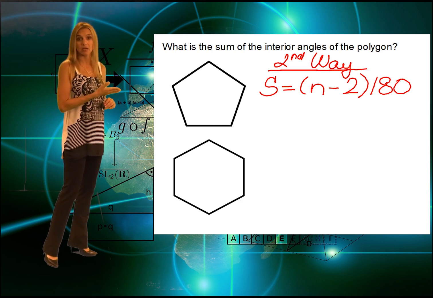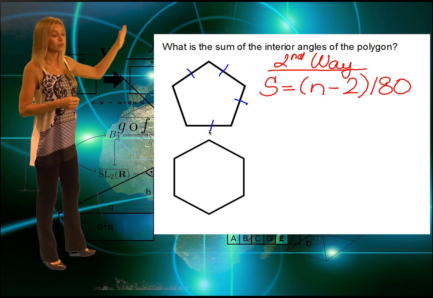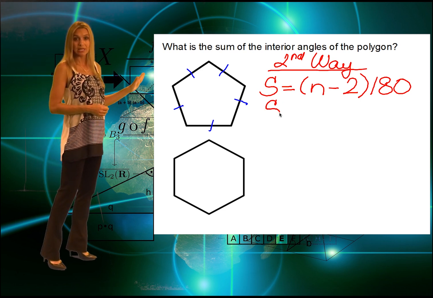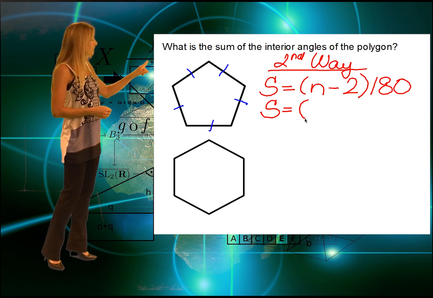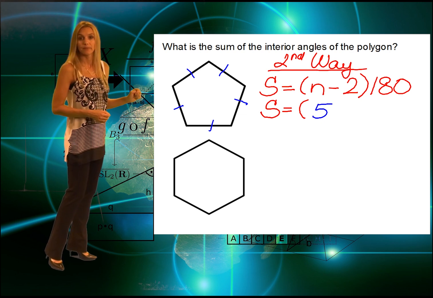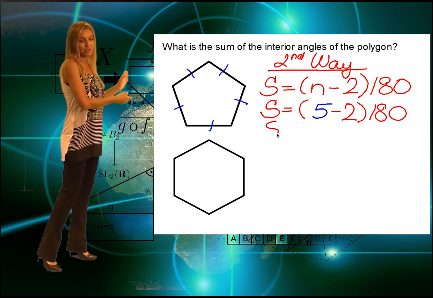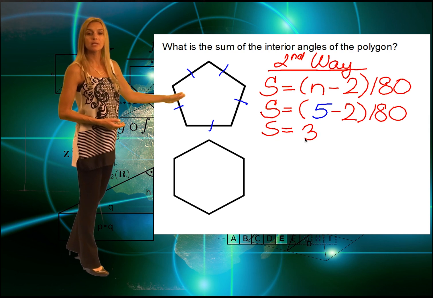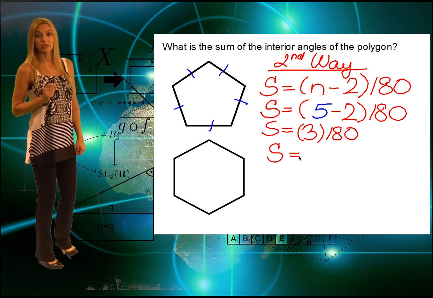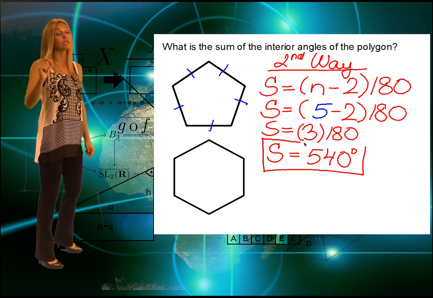We're going to start with the pentagon. So we're going to replace N with the number of sides. And we have 1, 2, 3, 4, 5 sides, right? So S, the sum, equals N, we said is 5, minus 2, and the whole thing gets multiplied by 180. We will first solve our parentheses, right, order of operations. 5 minus 2 is 3 times 180 degrees, and 3 times 180 is 540, and we found the sum of the interior angles of this polygon, which is my pentagon. Every pentagon is 540 degrees.